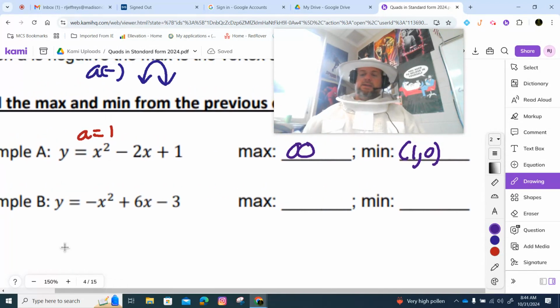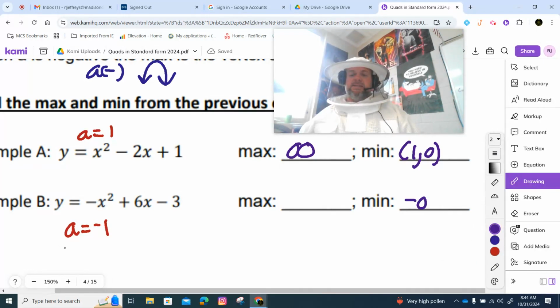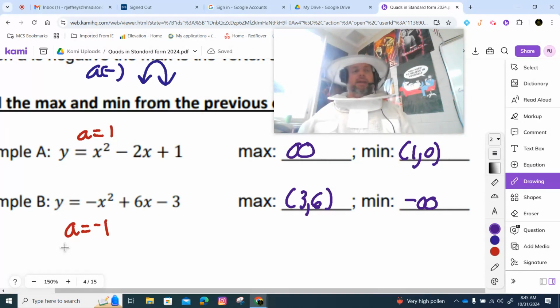And then our second one, our A was negative 1. So that means our min is negative infinity, and our max is 3, 6, which was our vertex. Very good.